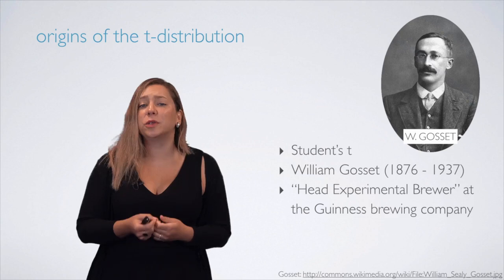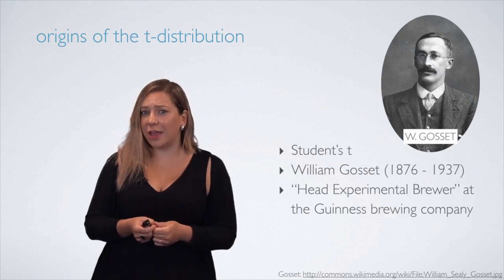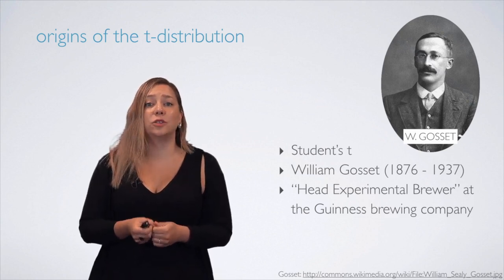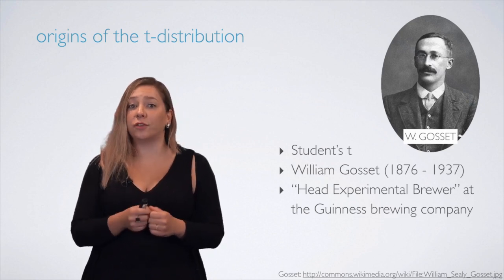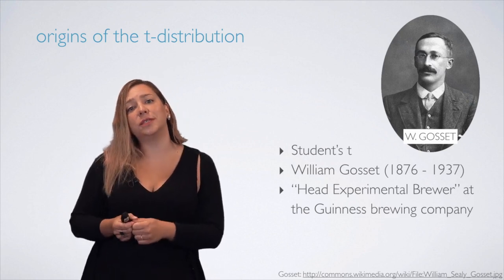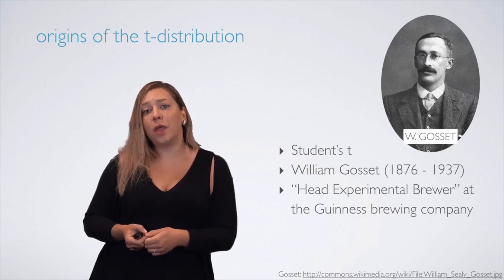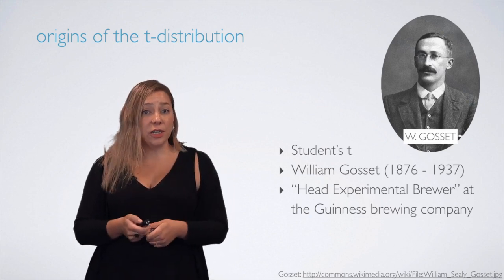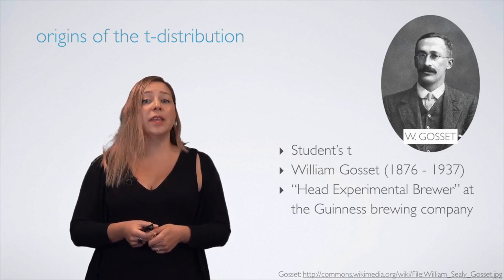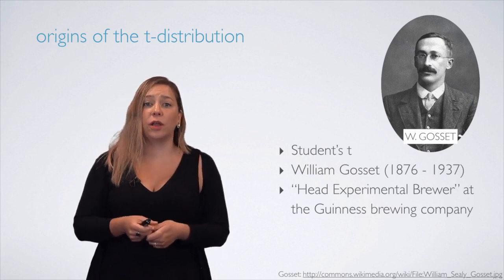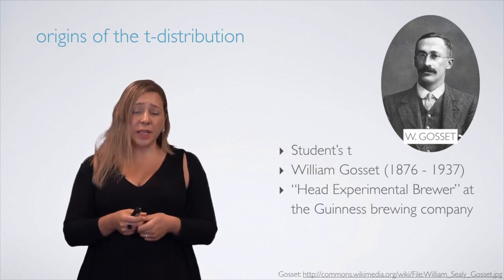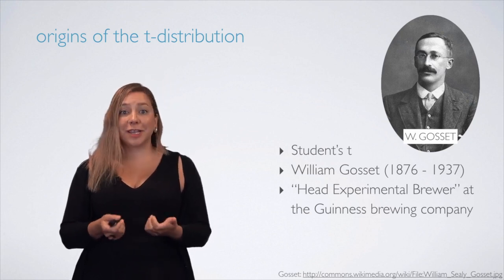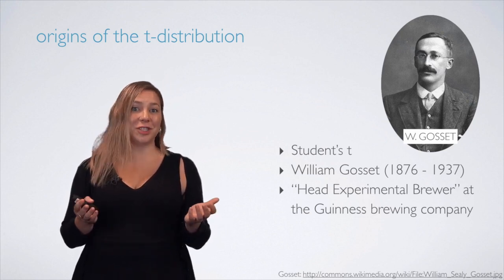Since the Guinness Company was worried about their trade secrets getting out, Gossett was asked to publish any work that he was doing under a pseudonym, and Student was the name that he chose for himself. While others, like Fisher, continued to work on the t-distribution, given Gossett's foundational work, it's named after his pseudonym, Student. So next time you're having a pint of Guinness, say cheers for statistics.